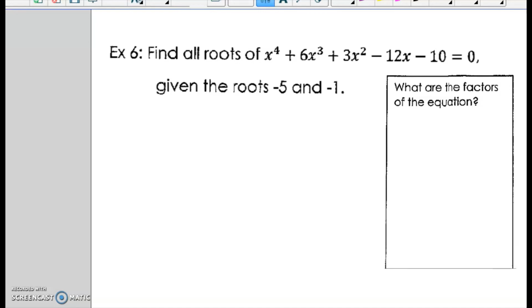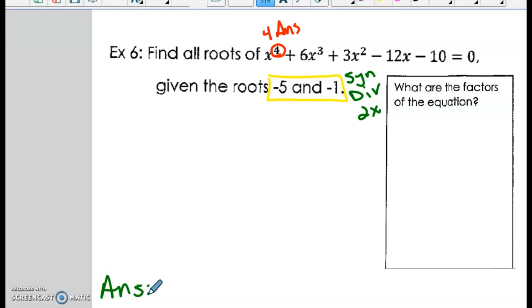All right, the last example I'm going to work is example 6. And this time, what they've done is they've given you 2 roots. So we're going to have to do synthetic division 2 times. And you notice that we should end up with four answers based on the degree. So we should be able to come down here and say that 2 of our answers are already -5 and -1. And so we just have to find the other 2 answers once we get the synthetic division done.